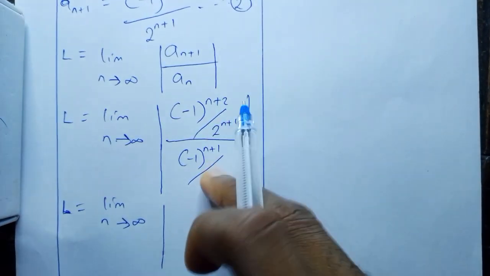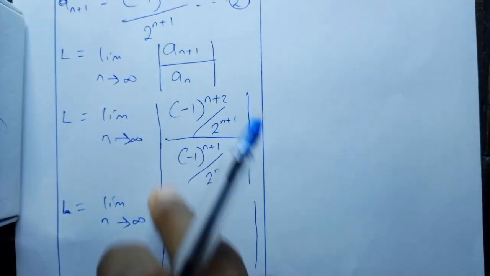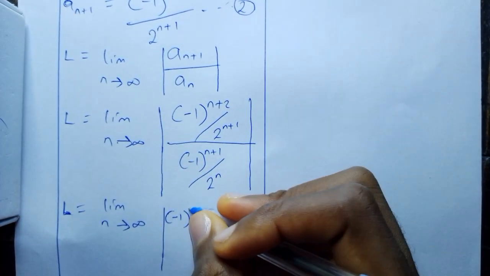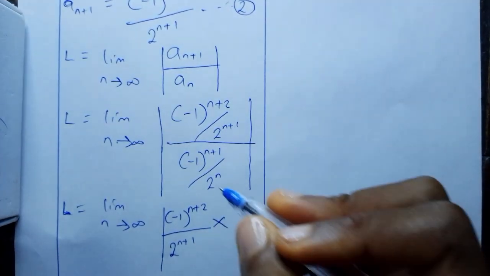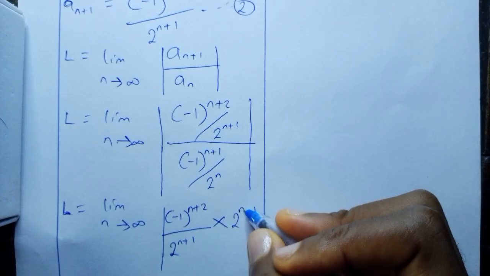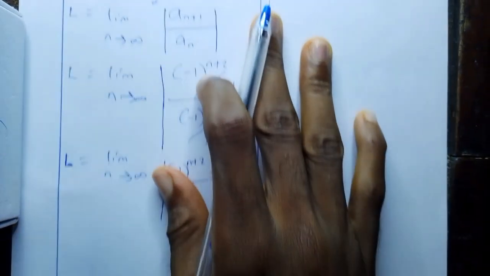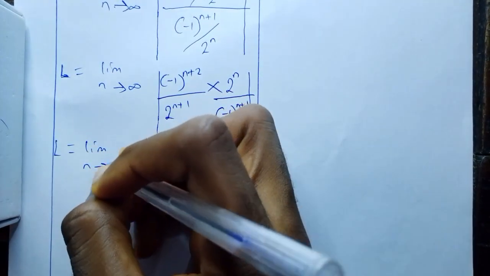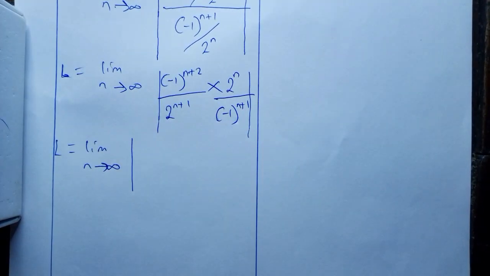this is division, and from our primary mathematics, once you're dividing, if you change the sign to multiplication, you will invert the second fraction, which is this one. So doing that, we have minus 1 to the n plus 2 all over 2 to the n plus 1, times this now inverted, meaning 2 to the n all over minus 1 to the n plus 1.